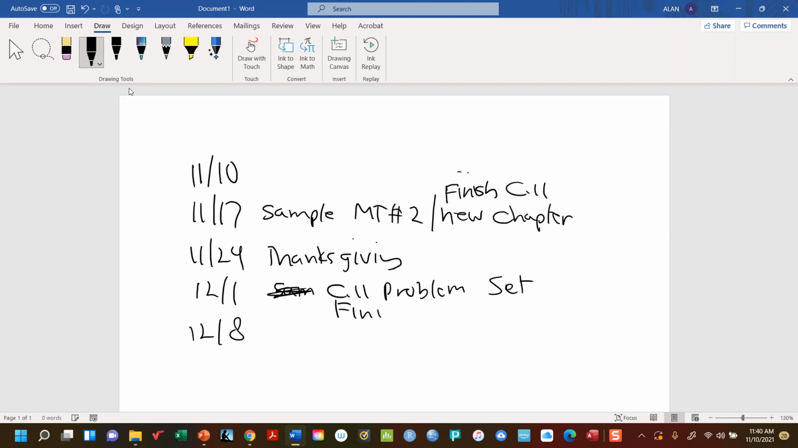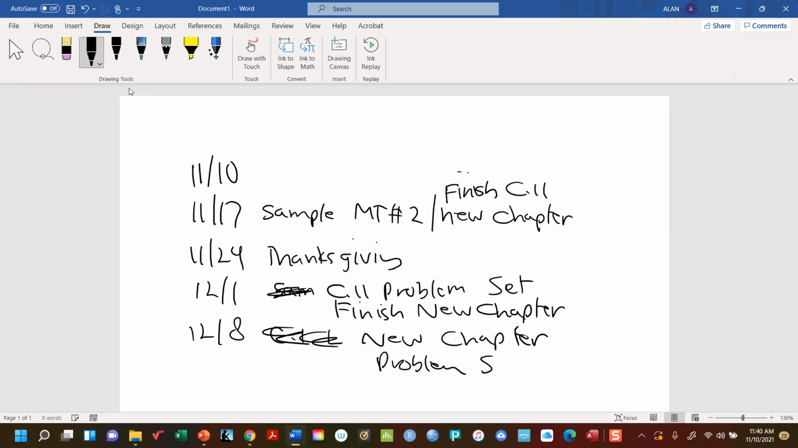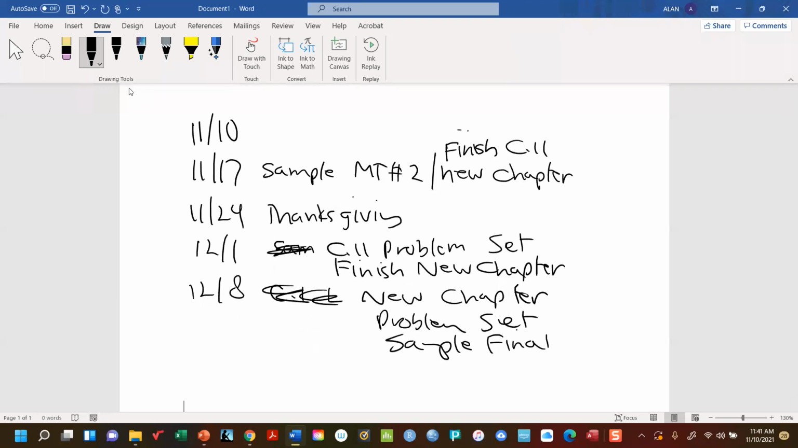We'll finish the new chapter. I think it's 12, but I have to double check. And then on the 8th, we can do the new chapter problem set. And again, I think it's 12. And the sample final. All right, I think we can just about squeeze this in. I don't remember how long chapter 12 is, but maybe it's not as long as this one. So sadly, we're almost done with the semester. That's why we have to be so careful here. All right, so let's use this as our guide.